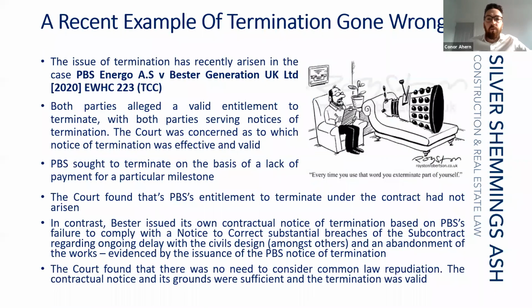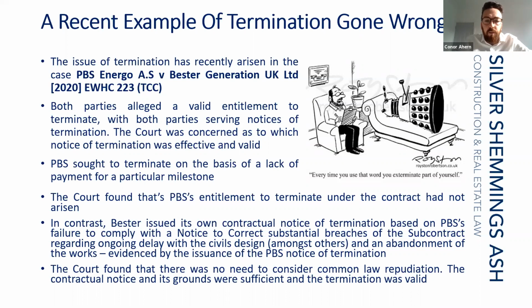Okay, a recent example of termination gone wrong. The issue of termination was discussed recently in the case of PBS and Ergo versus Bester Generation. Both parties here actually alleged a valid entitlement to terminate, with both parties each serving notices of termination. The court was concerned as to which notice of termination was effective and valid. Now, PBS sought to terminate on the basis of a lack of payment for a particular milestone.